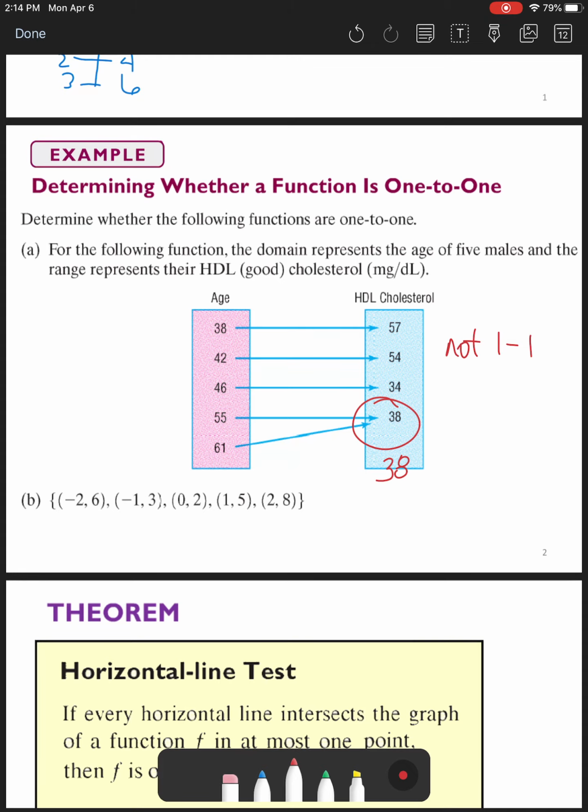Now let's look at all the values. It said determine whether a function is one-to-one. So it already gave us the notion that these are functions, so we don't have to check to see if they're functions. Let's just look at the output values. 6, 3, 2, 5, 8. No output values repeat, therefore this is a one-to-one function.